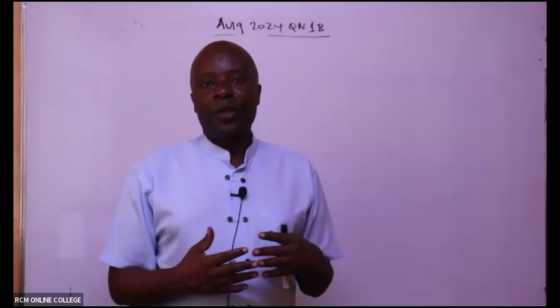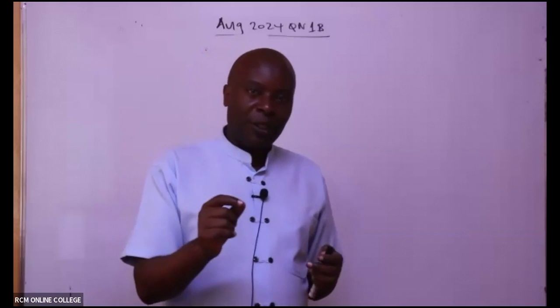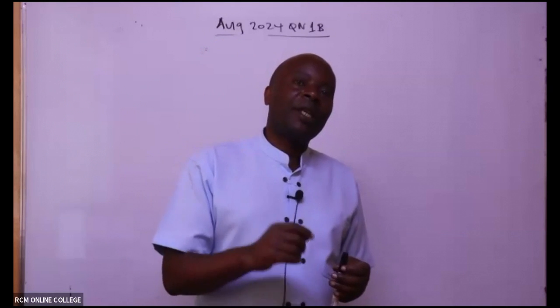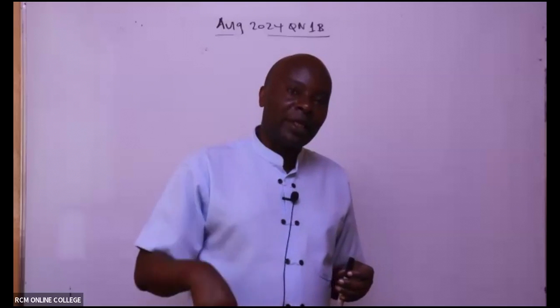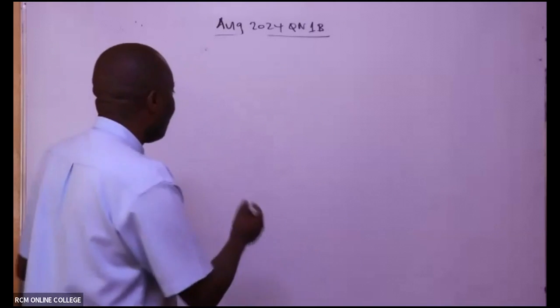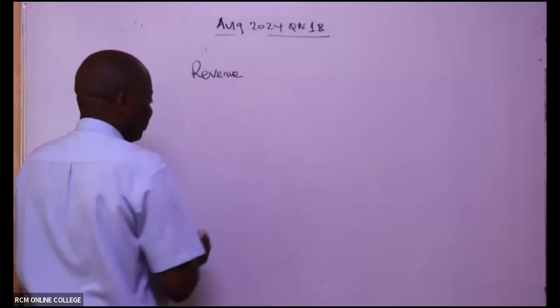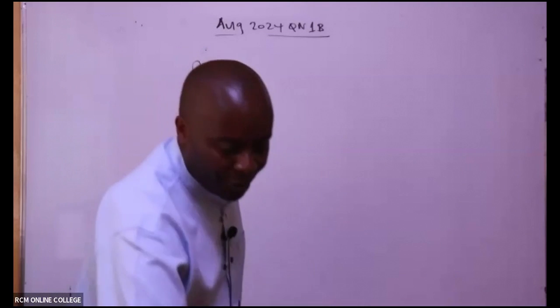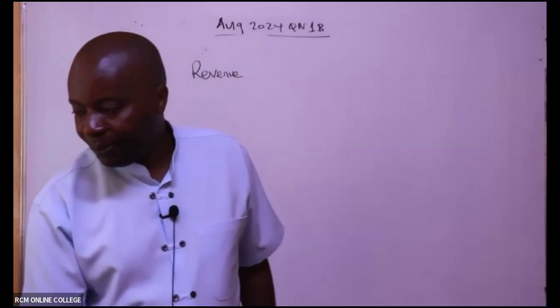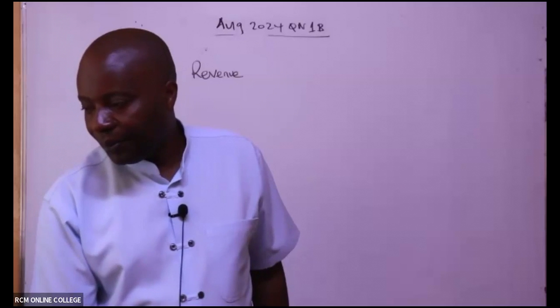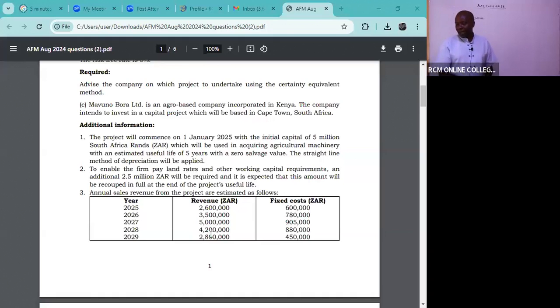All right. So in this case, I would want to do a cash flow statement. To do this cash flow statement, I will have to do revenue minus costs. So we have here revenue. Our revenue is given here. The first one is 2,600.